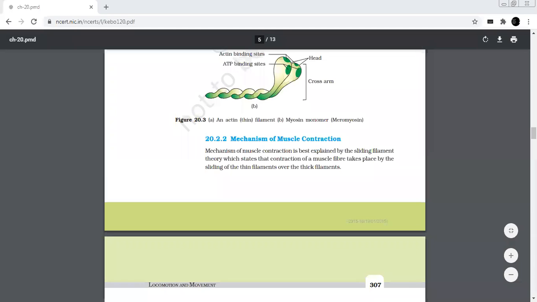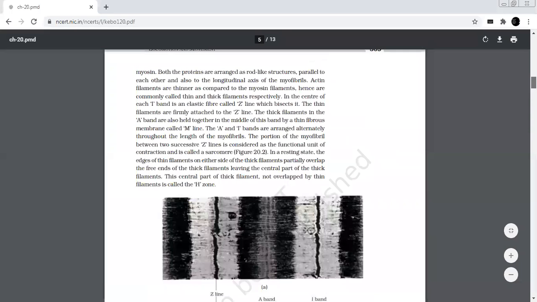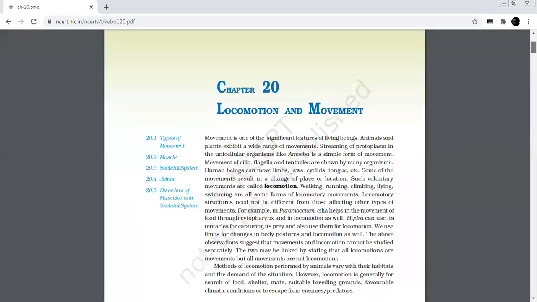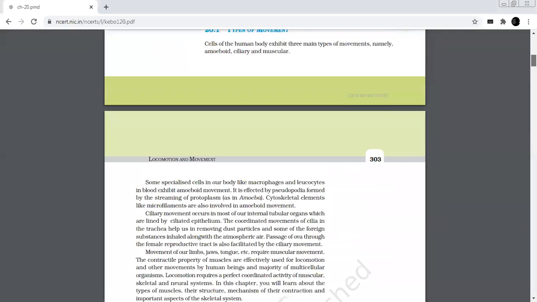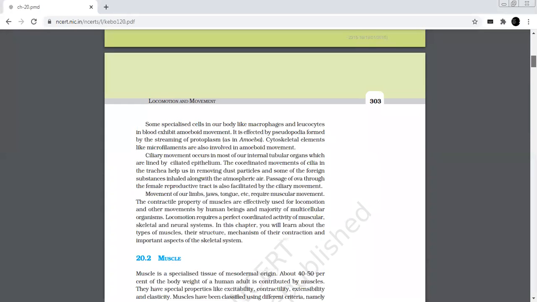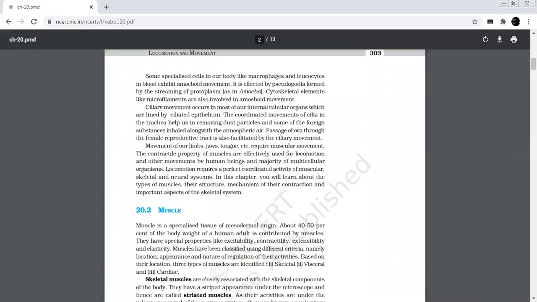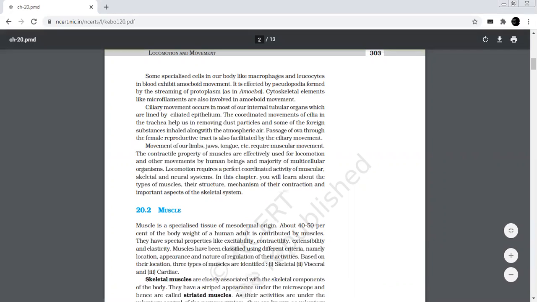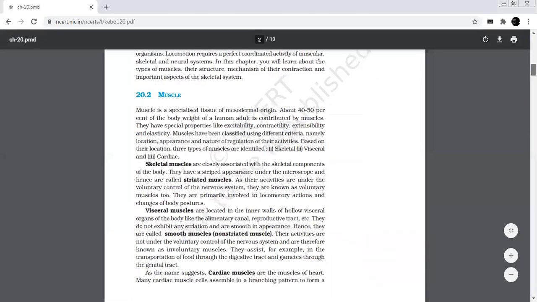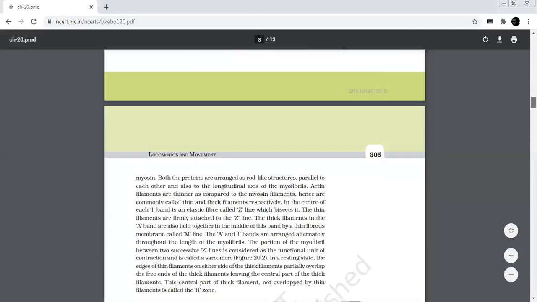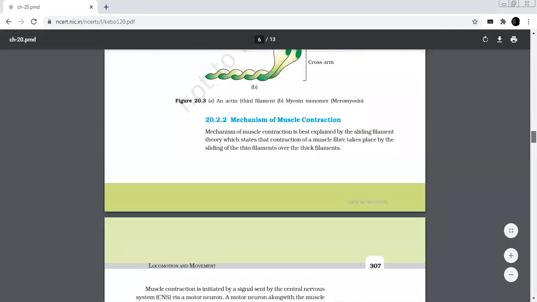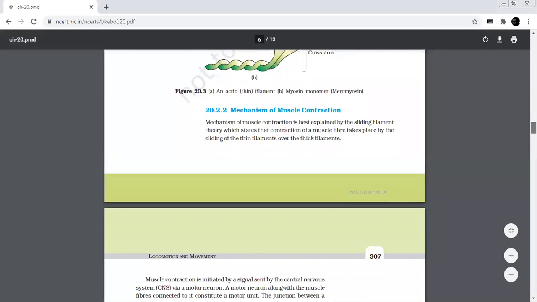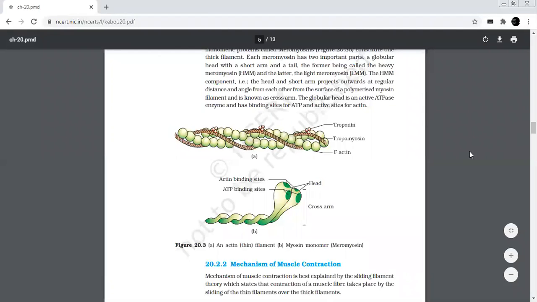Good morning, everyone. In this video, we are going to see class 11, chapter number 20, locomotion and movements. I hope you are aware of your new syllabus. In this chapter, we have to study skeletal muscle, contractile protein and muscle contraction. That is, we have to study about skeletal muscle, contractile protein and the mechanism of muscle contraction. That means till here. Let us start.